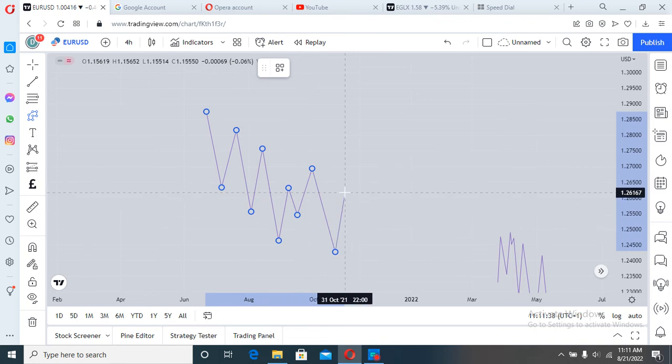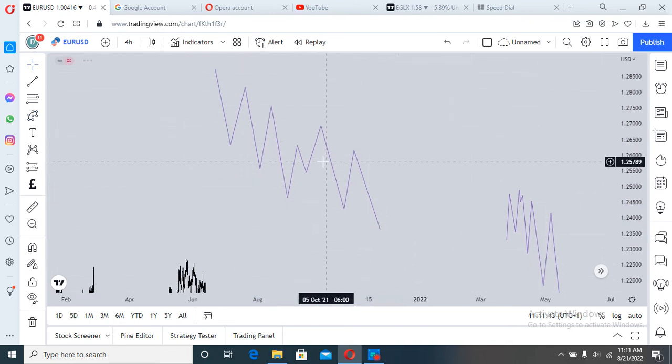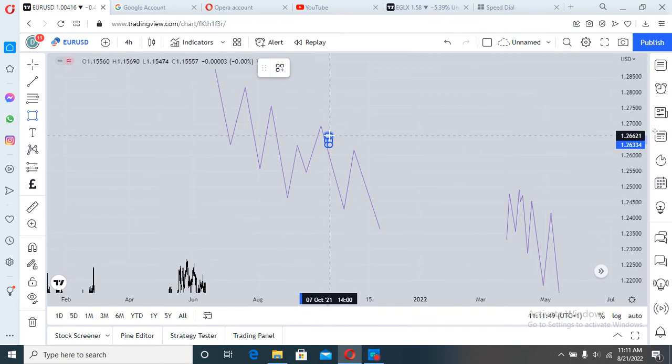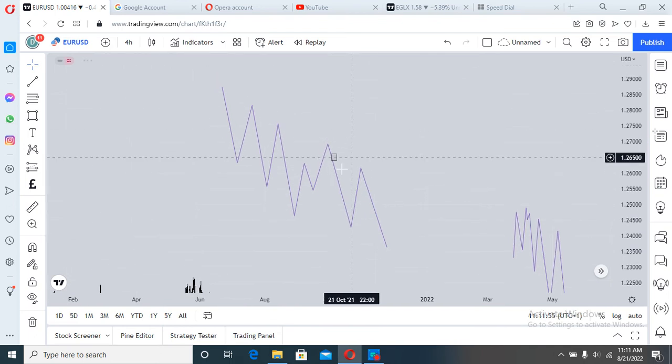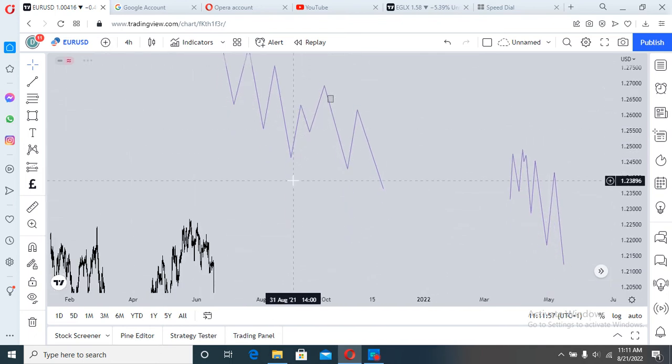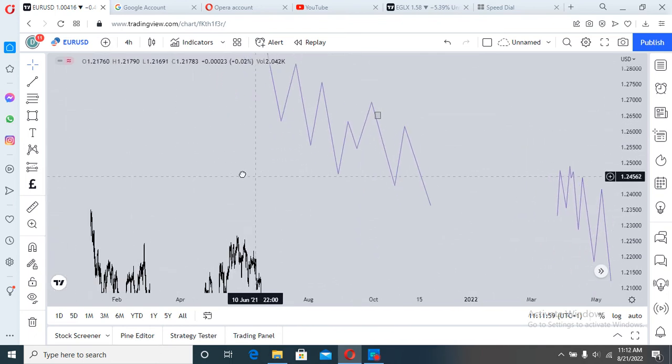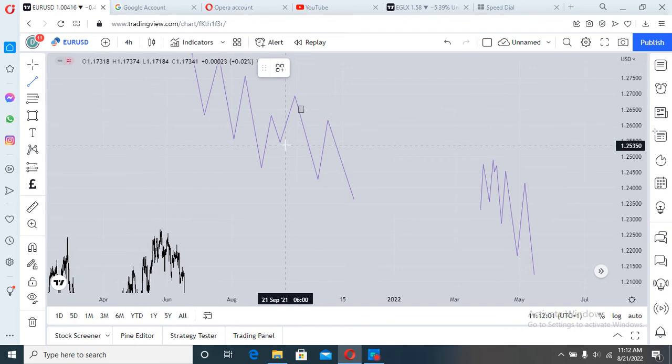Okay, so this is where you'll be applying your QML. Remember, you're going to have an area of supply right there. So this is where I'll be applying a QML for what? For the continuation of a downtrend, because we think that it has changed direction right here.